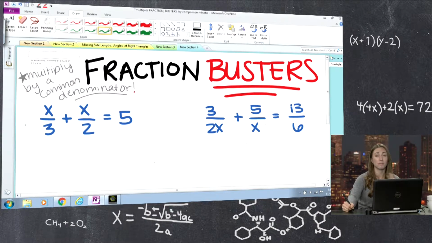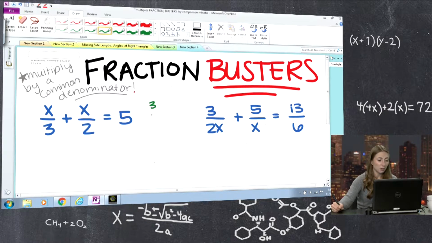All we have to do is multiply everything in our equation by a common denominator. So we look at our denominators and we decide from there what a common denominator would be, or what they both can go into, and multiply our whole equation by that. So for example, the first equation on the left, x over 3 plus x over 2 equals 5.